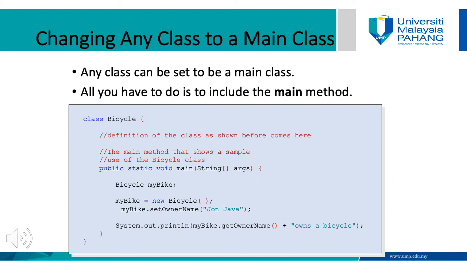You can also change any class to a main class. So any class can be set to be a main class. What you have to do is to include the main method. So here we have the example, the class name is class bicycle. First, you do the definition of the class as shown before. And then the main method that shows a sample use of the bicycle class. So this is how you use the main method.